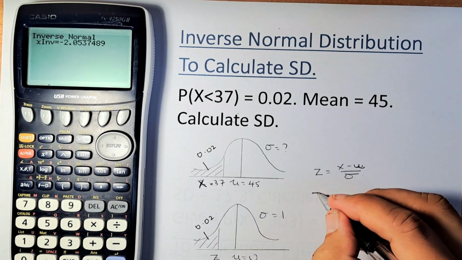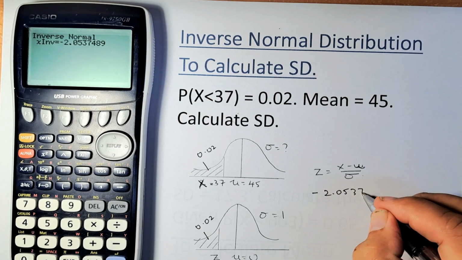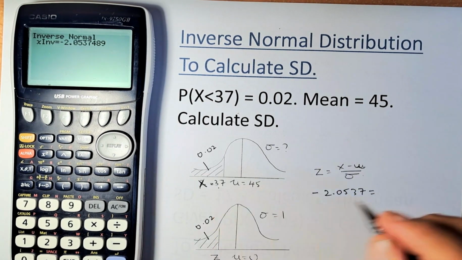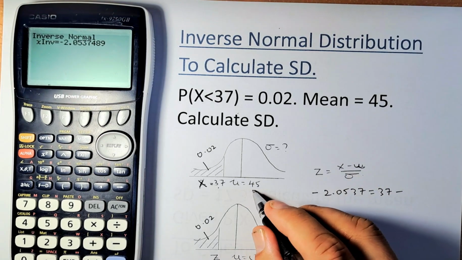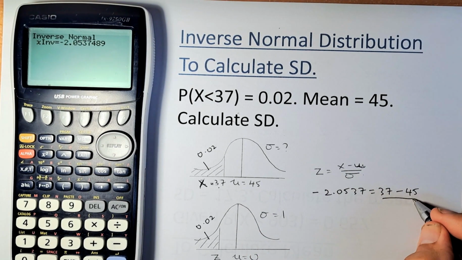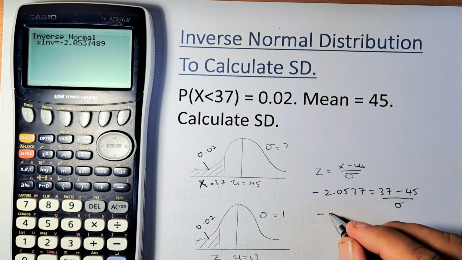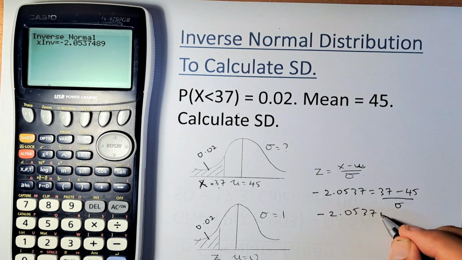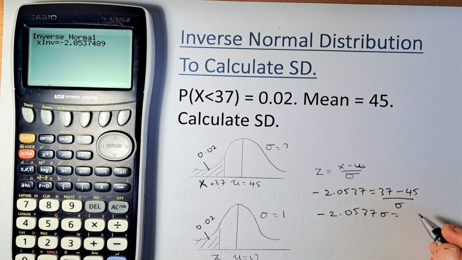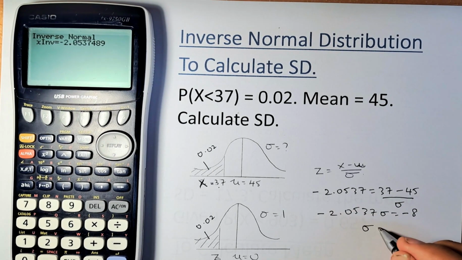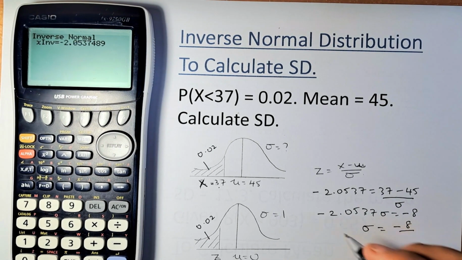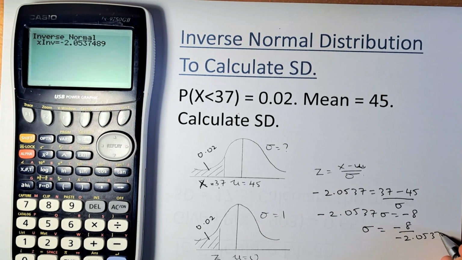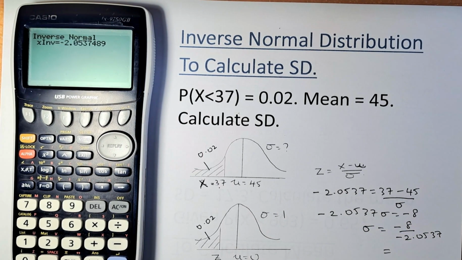So it's going to be minus 2.0537 equals to X. X is given as 37. Minus mu, your mu is 45. Your mean is 45 over sigma. Okay? Now you're going to bring the sigma up there. So it becomes minus 2.0537 sigma. 37 minus 45 is going to be minus 8. And to solve your sigma, which is your standard deviation, is minus 8 over minus 2.0537. Put in your calculator and your sigma will come up to 3.895. And that is how you calculate the standard deviation.